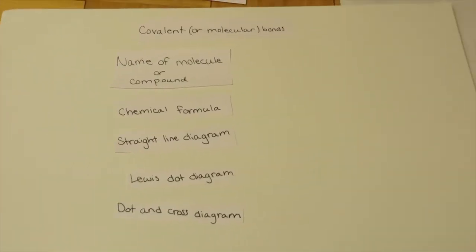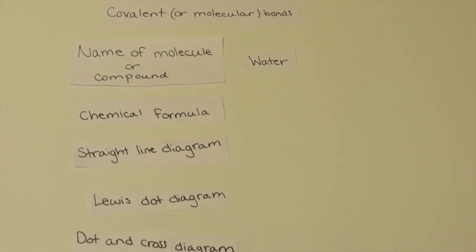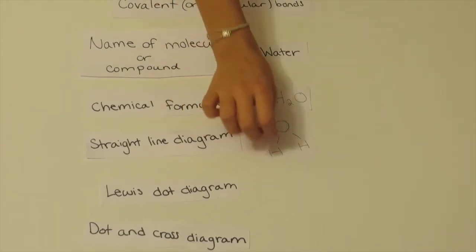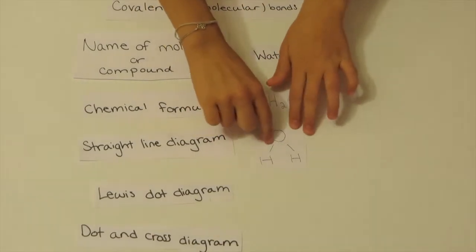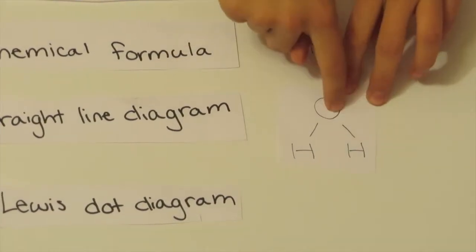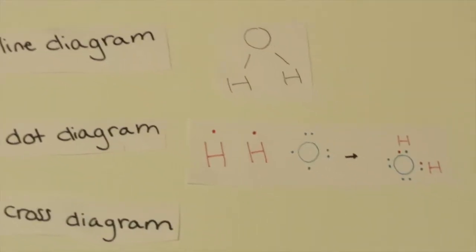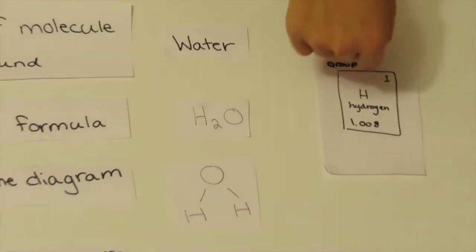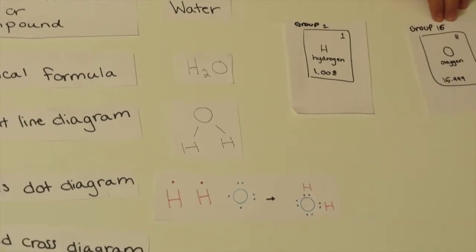A common covalent bond, and one that shares 2 different elements, is water, or H2O. The straight line diagram would be this because there's 1 oxygen and 2 hydrogens. You see these lines represent the 2 electrons that they share. You can see that more clearly in the Lewis dot diagram. Each hydrogen has 1 electron, and each oxygen has 6 electrons, as you can see in group 16.